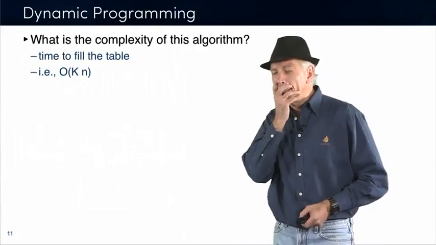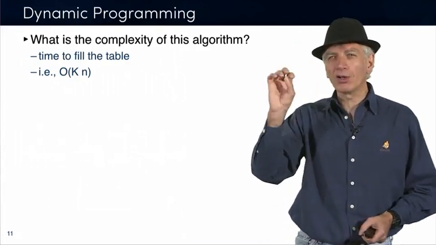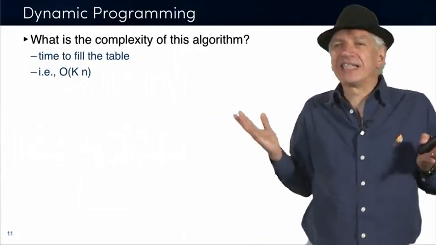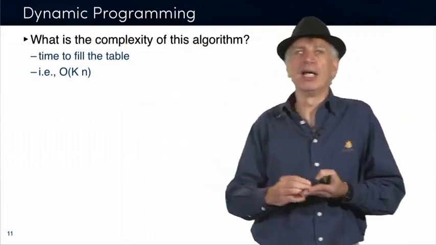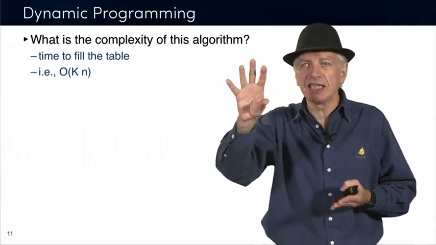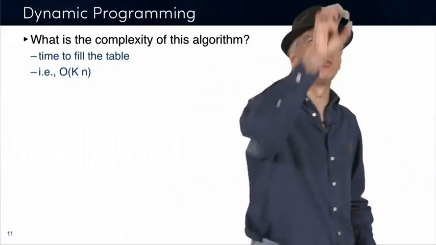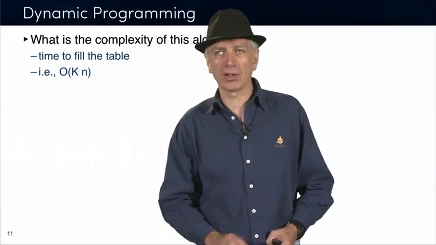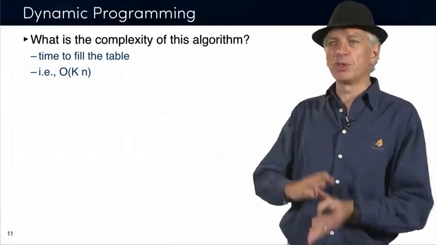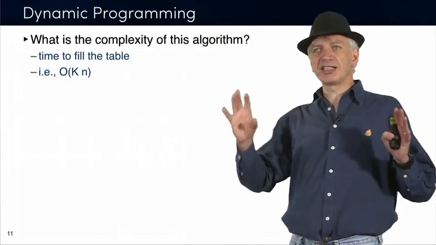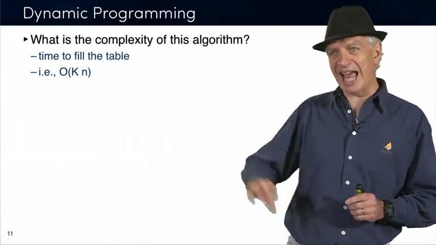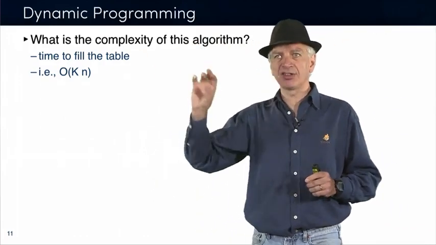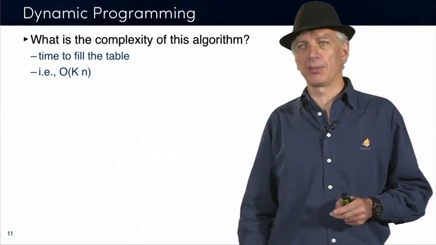Now, an interesting question for you is, how long does this algorithm take? Well, it's pretty easy. The only thing that we are really doing is filling this table. And to fill any one of the entries in this table, the only thing that you do is look at 2 values in the prior column. So the time that it takes is, asymptotically, K times n, where capital K is the size of the knapsack and n is the number of items.